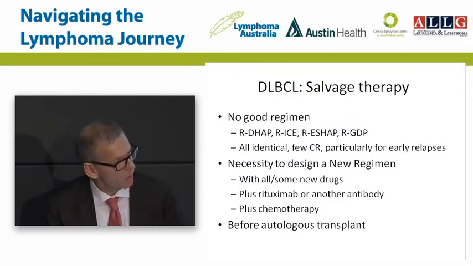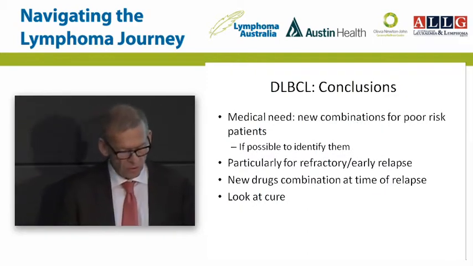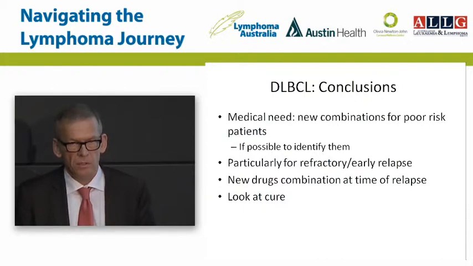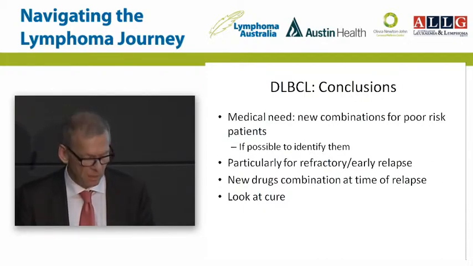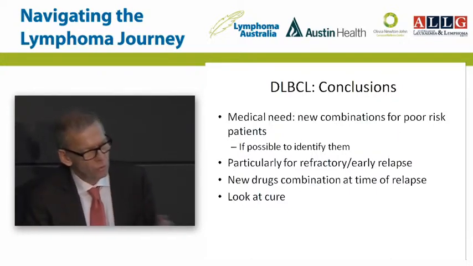So I don't want to talk about relapse. You hear more about relapse later on. I just want to summarize the current stage of this particular disease, diffuse large B-cell lymphoma. We need new combinations for the 30 to 40% of patients who do not do that well.